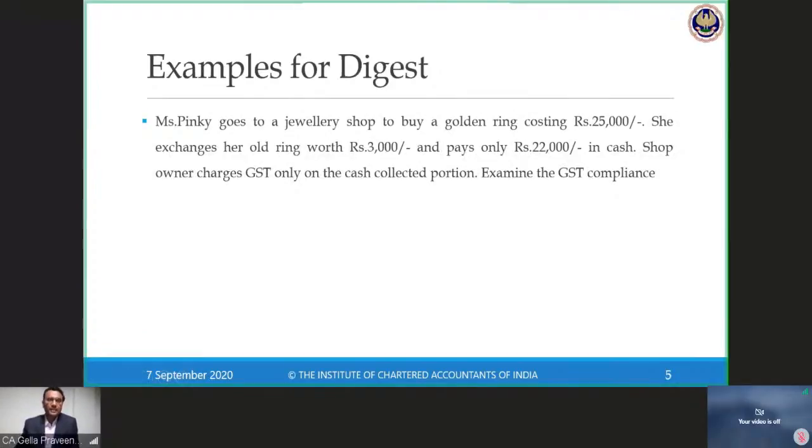A couple of inputs I have received from some of your friends who have quoted: when I raise a bill, on the bill I'll mention that 3,000 is the old ring value exchanged. 25,000 minus old value 3,000, value of supply 22,000, charged on 22,000. So a couple of your friends gave this answer. When I look into the bill, I'll get to know the evidence of the 3,000. And one more answer I have received.